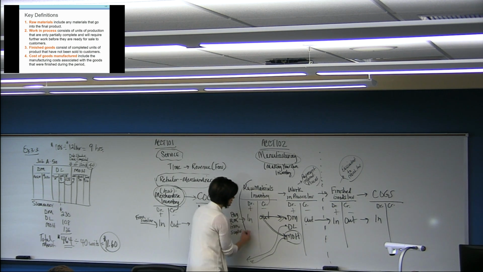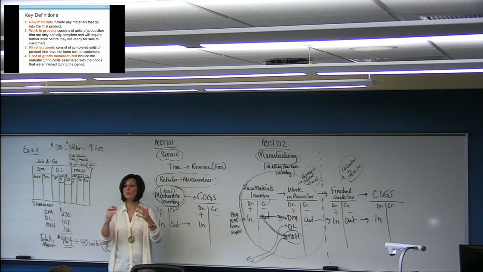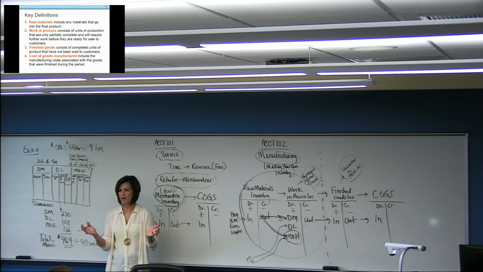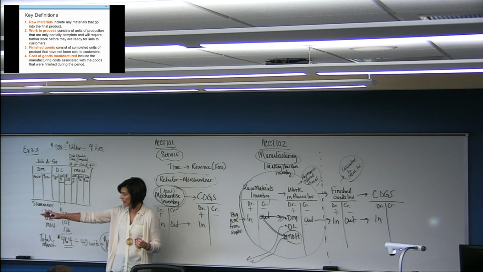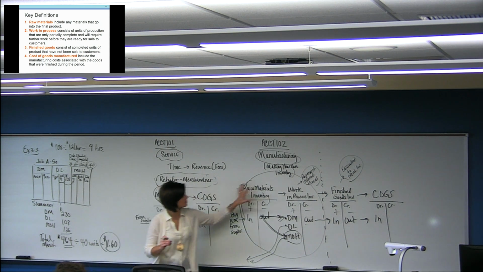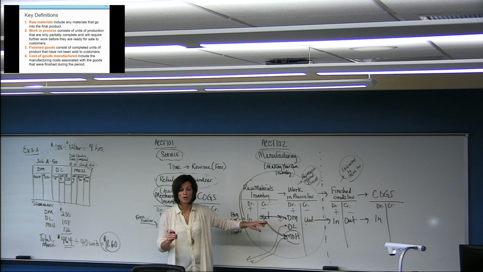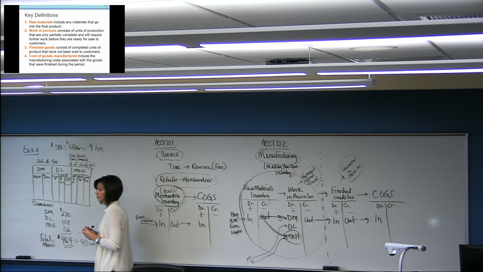So we need... Now this is a new part of the process here. We've added an entire part of the process. So we need reports that tell us how that process is going. And so that last number 4, cost of goods manufactured, includes the manufacturing costs associated with the goods that were finished during the period. So it's the cost of all this. It's going to be the cost of all this, okay? And we're going to look at that today.